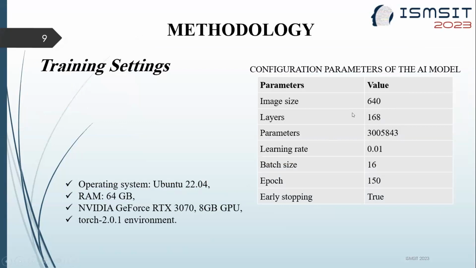The configuration parameters of the YOLO version 8 model are comprehensively detailed in the following table: the image size, layers, parameters, learning rate, batch size, epochs, and early stopping. We need to note here that for the second dataset, early stopping stops at epoch 28 rather than 150, because there was no enhancement after epoch 28. And these are the training settings we use to train our framework.